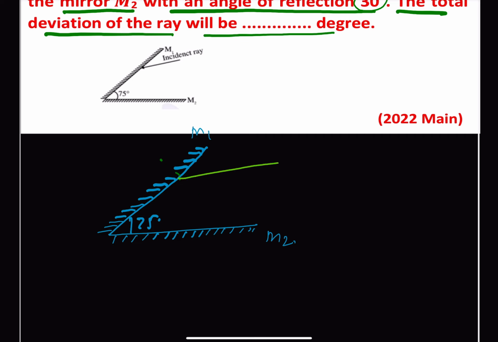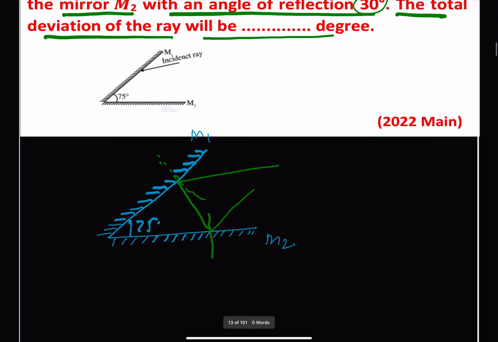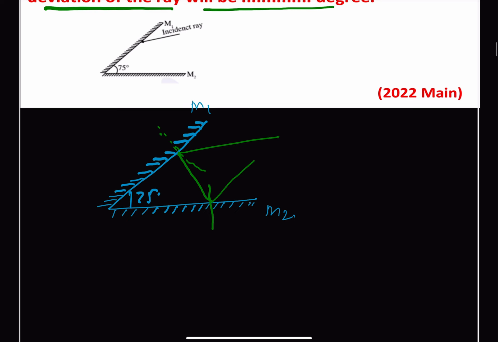So we have incident light and this is a normal, and it will be reflected, suppose from this point in this direction, so it will be something like this. Hopefully it is not something like this. And so we are given the angle of inclination is 75.